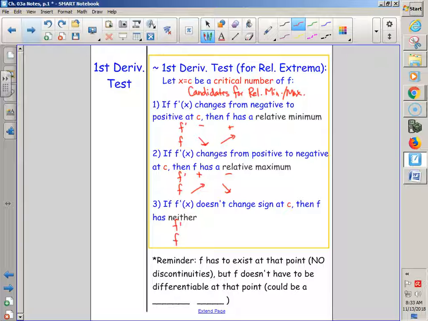And if on a sign chart at a critical number, f prime does not change signs, whichever way it is, whether it's increasing to more increasing or decreasing to more decreasing, there's no relative min or max there at that critical number. It might level off for a little bit, like a cubic or like a tangent. It might level off, but there's no min or max. So neither.